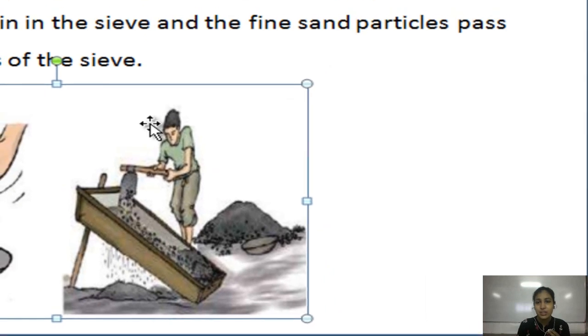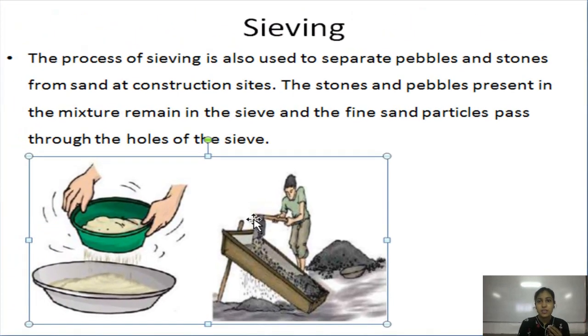If you visit a construction site, you can see the sieving process. The stones and pebbles present in the mixture remain in the upper portion of the sieve, and the finer sand particles pass through the holes of the sieve.